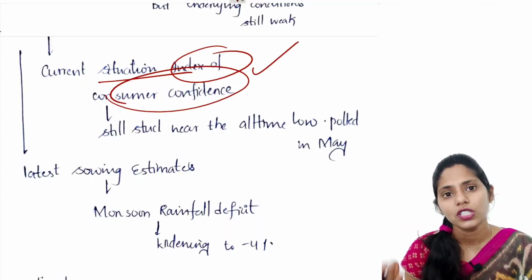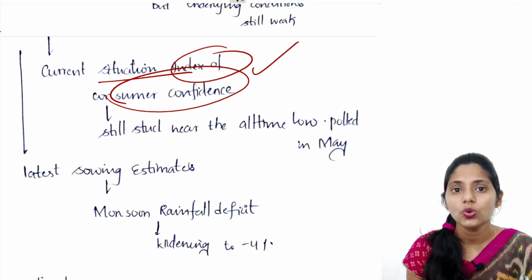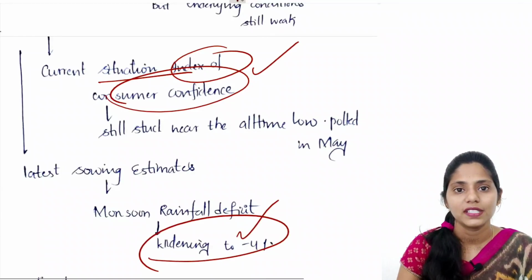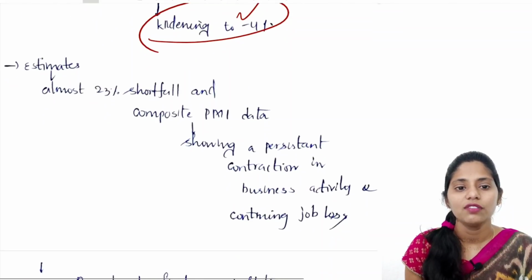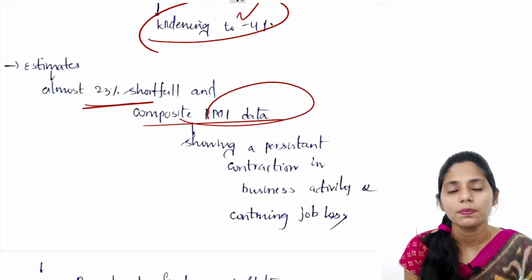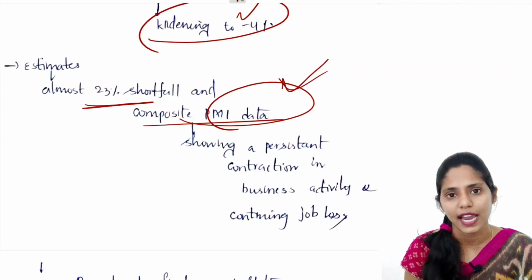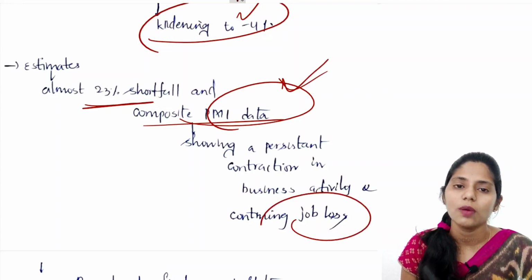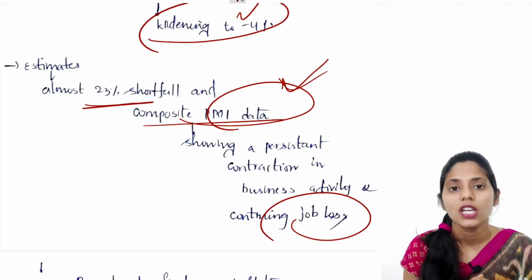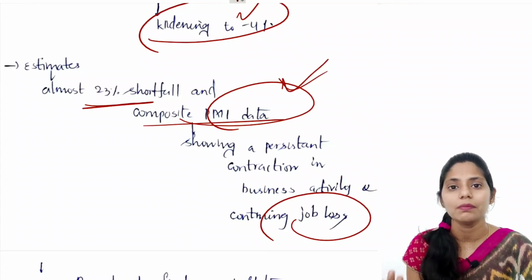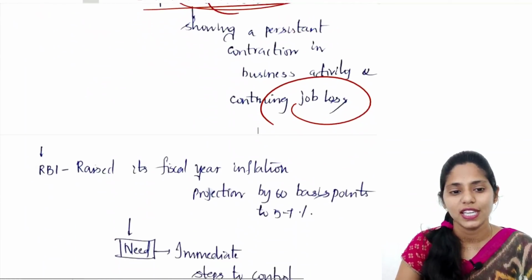And even if you see the sowing estimates, due to the monsoon rainfall deficit, there was a widening of 4% in sowing. Estimates show about 23% shortfall, and the composite purchasing managers index data says that there is persistent contraction in business activity and continuing job losses. If there is continuing job loss, there will be no income security, no livelihood. So how can we hope there will be demand, right? We need to focus on these areas also.